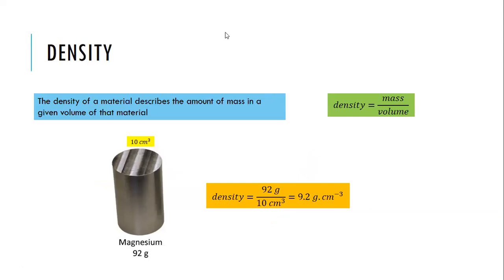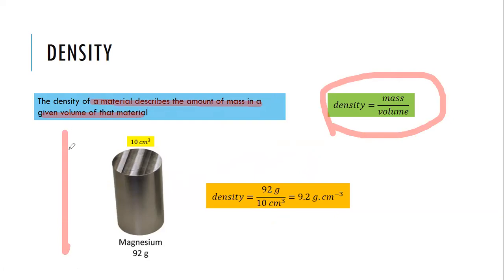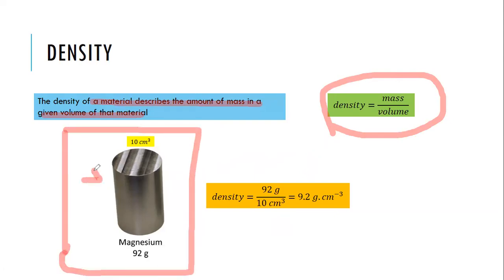What we discussed before, and we already discussed the definition of density. The density of a material describes the amount of mass in a given volume of that material, and we use this formula. You remember this formula: density is equal to mass over volume. For example, you have a piece of magnesium. What is magnesium? It's a metal. One of the properties of metals is that they are shiny, gray in color. I can give you many examples.